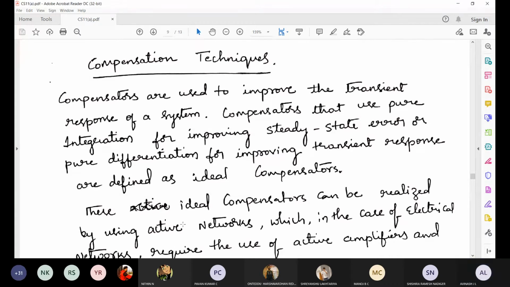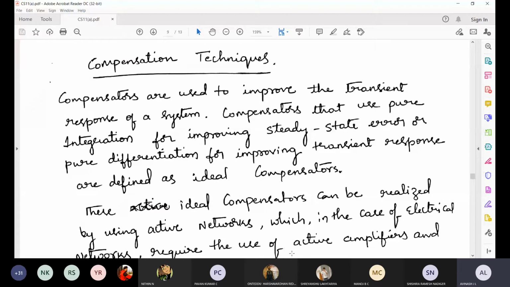When talking about compensation techniques, compensators are used to improve the transient response of the system. Compensators that use pure integration for improving the steady state error, or pure differentiation for improving transient response, are called ideal compensators.